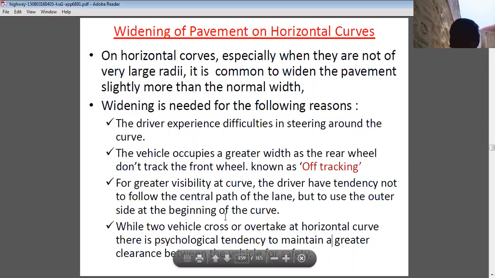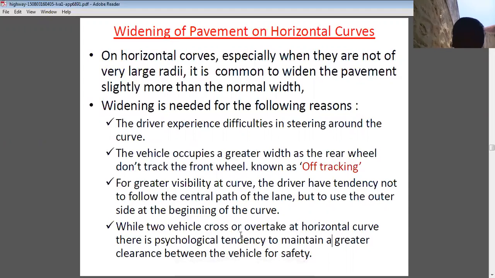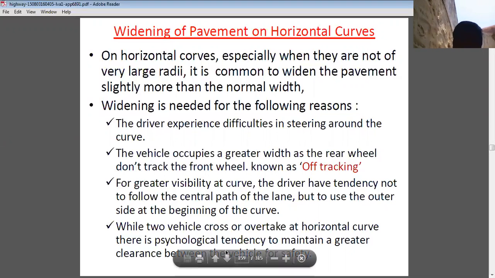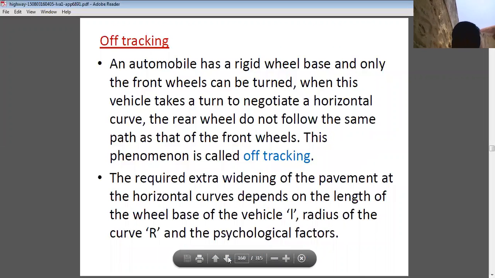Third, for greater visibility at a curve, the driver has a tendency not to follow the center path of the lane, but to use the outer side at the beginning of the curve. Fourth, while two vehicles cross or overtake at a horizontal curve, there is a psychological tendency to maintain greater clearance between vehicles for safety.